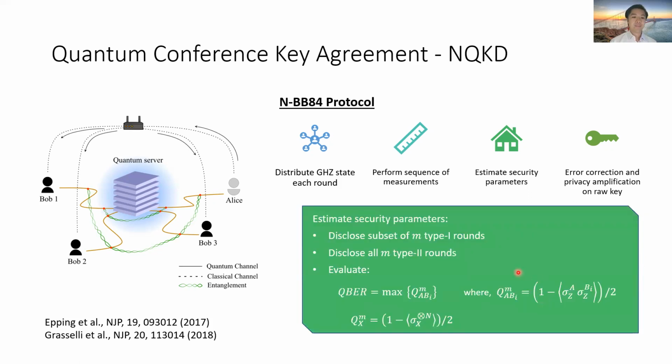Once all measurements are complete, the end users proceed to estimating their security parameters. To do this, the group discloses a subset of their outcomes from type 1 rounds, along with all the outcomes from their type 2 rounds.